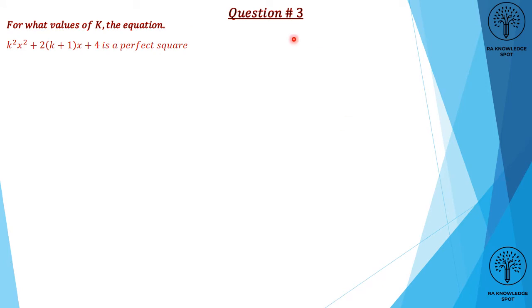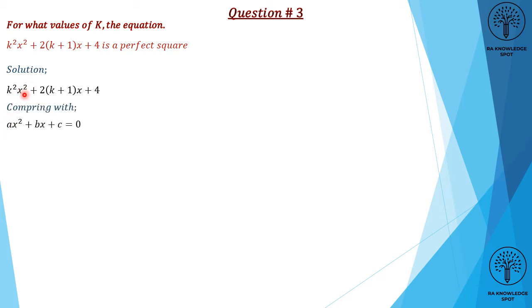Moving towards the next part, that is question number 3. For what values of k is the equation a perfect square? In this question we have to find the value of k, and this is the given equation, and the condition is the equation is a perfect square. Now the solution, this is the main equation, that is kx square. We are going to compare with the quadratic equation.